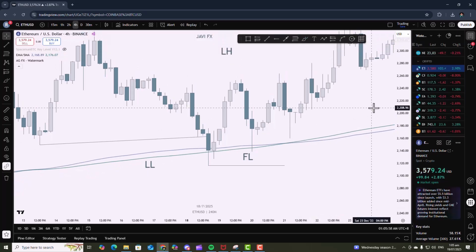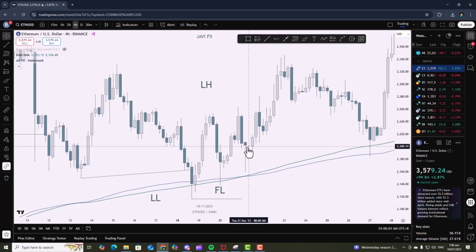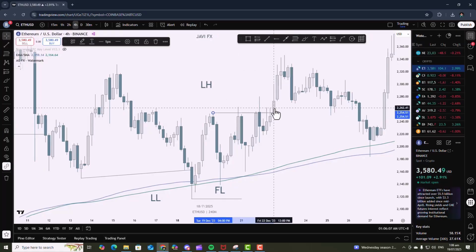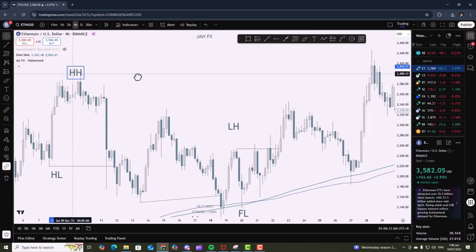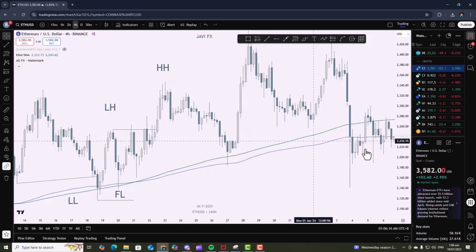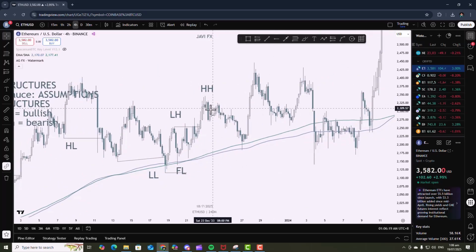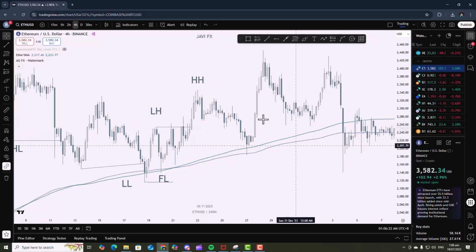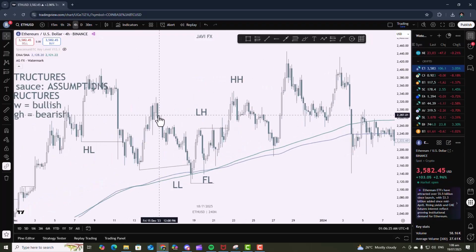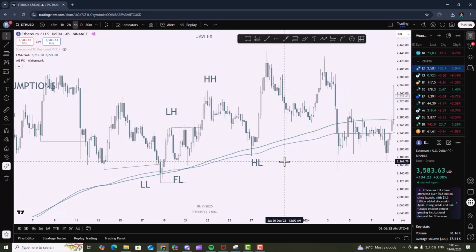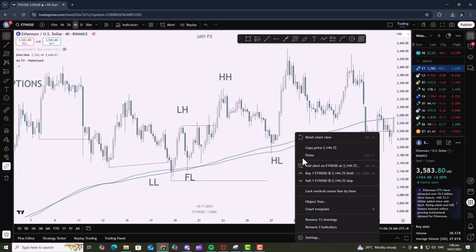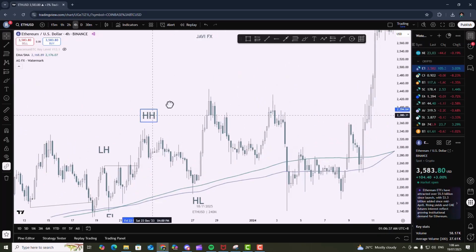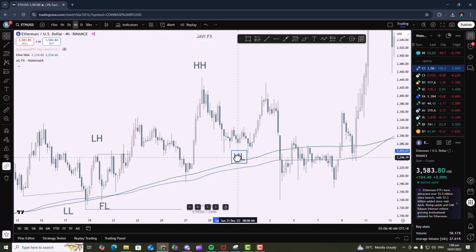Now, what happens next? Suddenly, at this point, we broke structure here. Now we're at the higher high. So admittedly, things are kind of choppy, right? So let's just continue. Higher high, higher low. Mind you, we still haven't broken this, so it's still valid. Higher low, higher high, higher low.